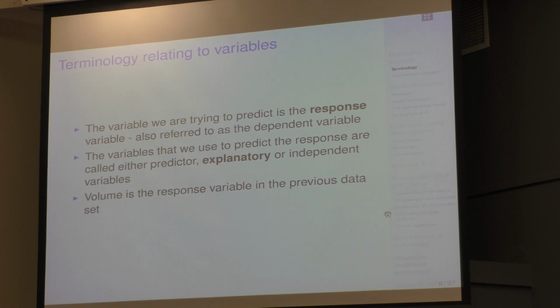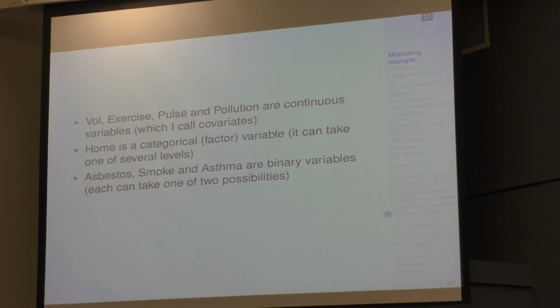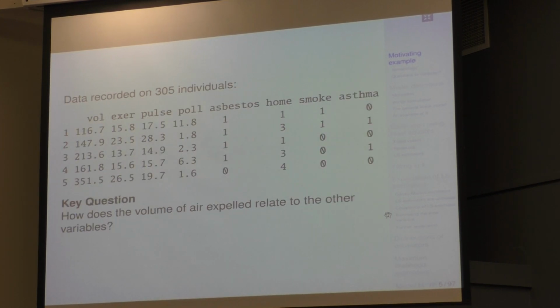And sometimes they are referred to as explanatory variables, but I explain here some difference between regressor variables and explanatory variables on the next slides. So in the previous example, the response would be the volume, and all the rest would be the independent or explanatory variables. So we believe that a combination of those can describe the variability of the volume.